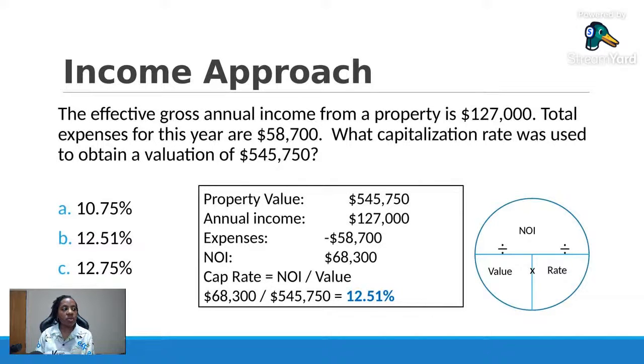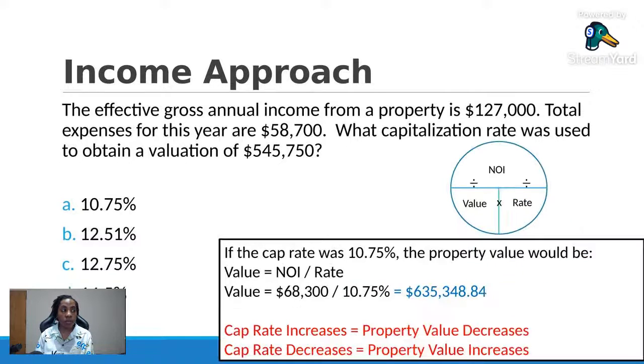The other thing to note is that if you pay more for a property, you have a lesser rate of return. If you pay less for the property, you get a higher rate of return. So on the screen here, I have the same example, and I said, okay, what if we have a rate of 10.75 instead of the 12.51 that we used in our previous example, right? So what if we did that instead? And if you notice here, you see how the value went up? So it went up from 545,750, and then it went to $635,348.84.